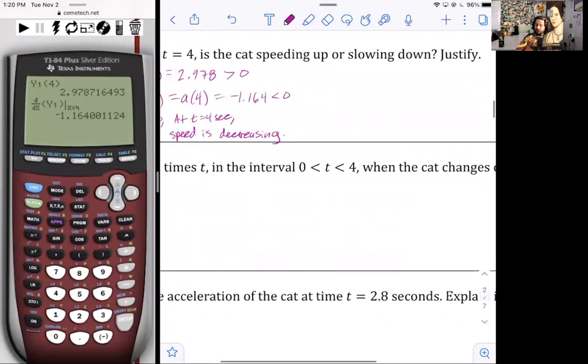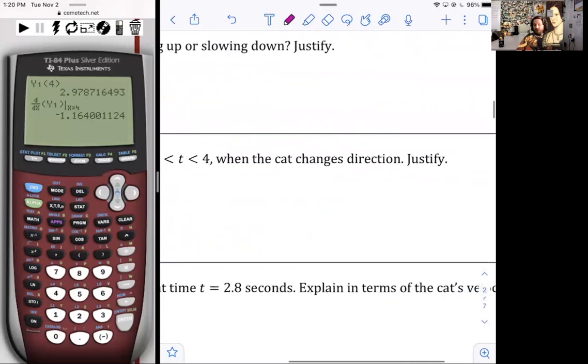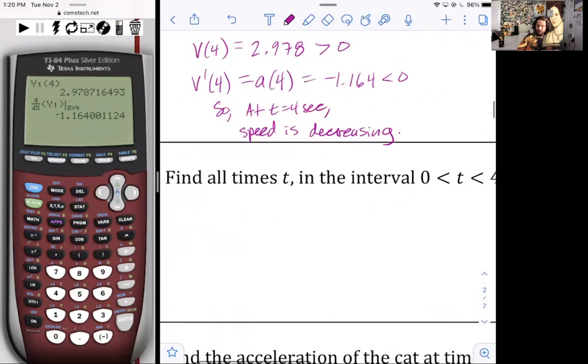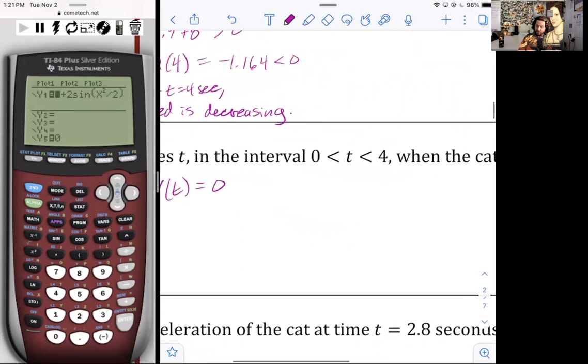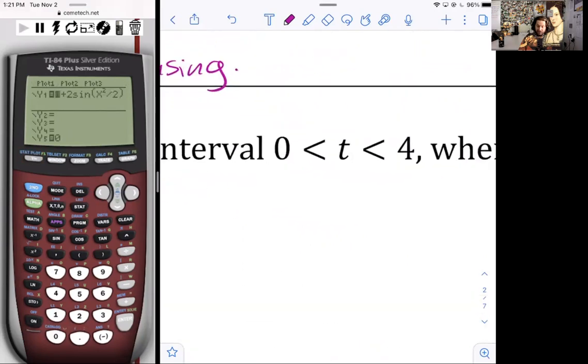Find all the times from 0 to 4, open interval, where the cat changes directions, justify. All right, so very similar here. We're going to say v of t equals 0. Now I want the graph. So I'm going to go back to y equals, and I'm going to change my window from 0 to 4. So manually hit window, 0 for your x min, 4 for your x max. Negative 3 to 3 looks good. I already have the 0 graphed in y5. So now I hit graph.